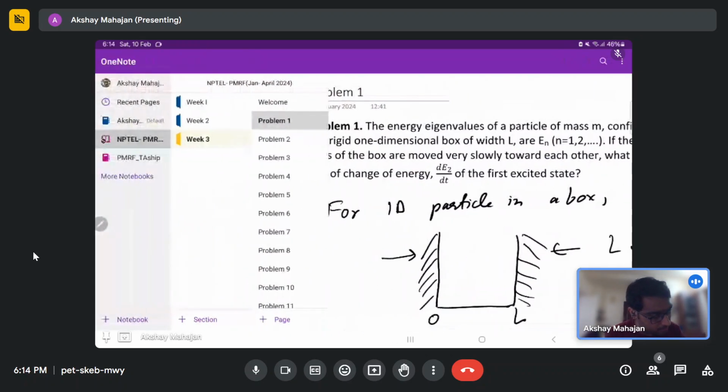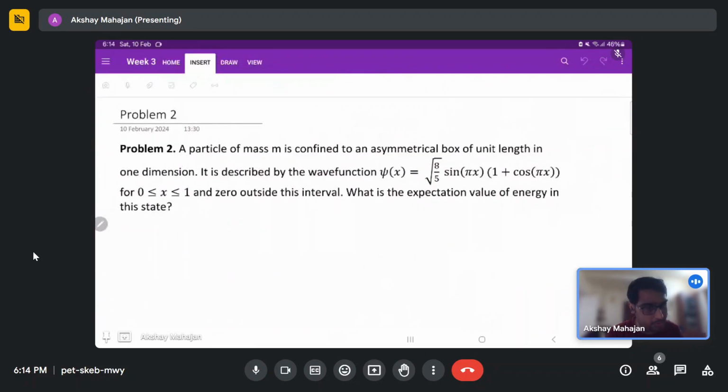Okay, so this was our problem number 1. So let's go to problem number 2. In problem number 2, what has been asked is: a particle of mass m is confined to an asymmetrical box of unit length in one dimension. So this is again a particle in a box problem, and we have an asymmetrical box this time of unit length in one dimension, described by the wave function ψ(x) equal to some wave function given to us for x between 0 and 1, and it is 0 outside this interval. Now what is the expectation value of energy in this state?